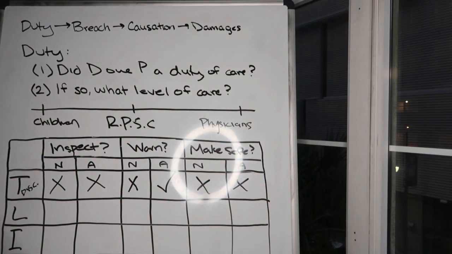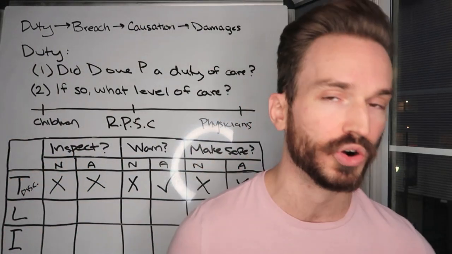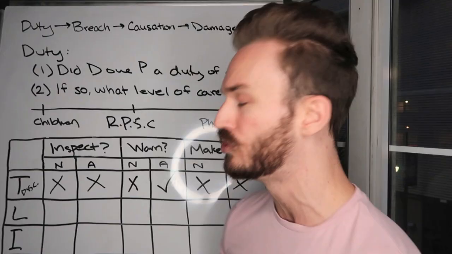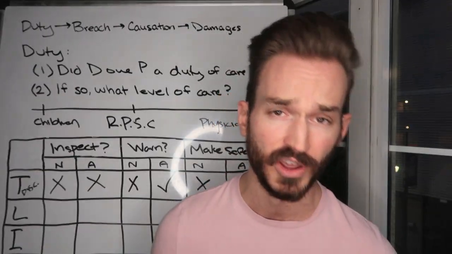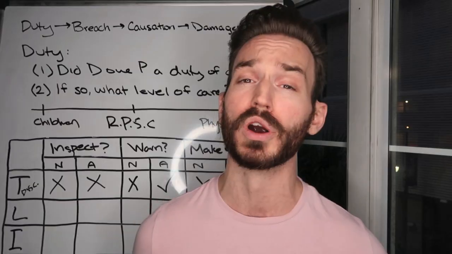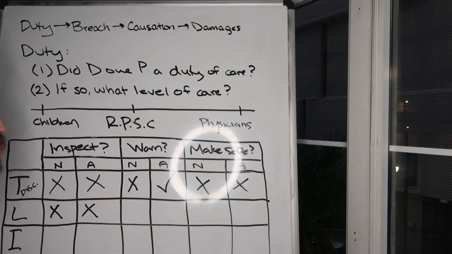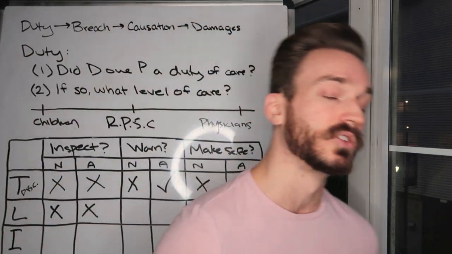Okay, so next we have licensees. Remember, licensees are social guests. Do you have a duty to inspect your property, your land, the land that you either own or possess, for hidden dangers before a social guest comes over? The answer is going to be no and no. You have no duty to inspect.